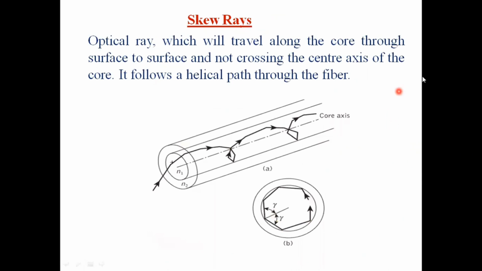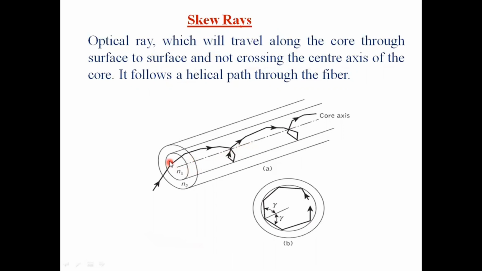Let us see the next slide. We can study skew rays in detail here. A skew ray is an optical ray which travels along the core from surface to surface and does not cross the center axis of the core. It follows a helical path through the fiber, as shown in the diagram.